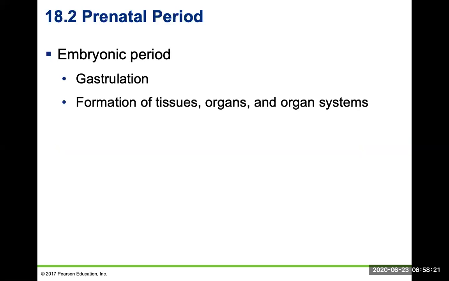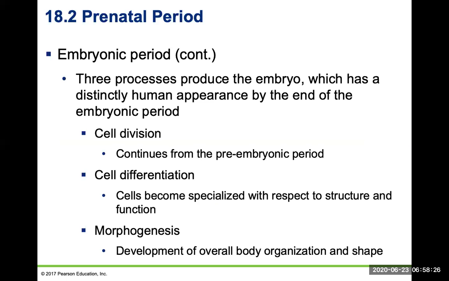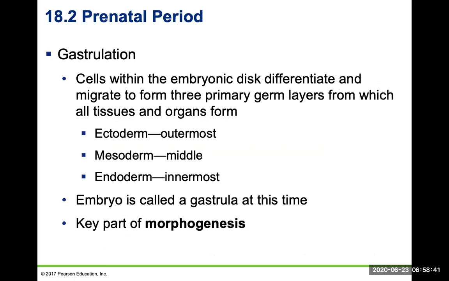Embryonic period, gastrulation, and the formation of tissues, organs, and organ structures. So 3 processes produce the embryo, which has a distinct human appearance by the end of this period: cell division, cell differentiation, and morphogenesis, which is just the development of the overall body organization and shape. Gastrulation is when cells within the embryonic disc differentiate and migrate to form these 3 primary germ layers, which all tissues and organs come from. The ectoderm is the outermost layer, the mesoderm is the middle, and the endoderm is the innermost.